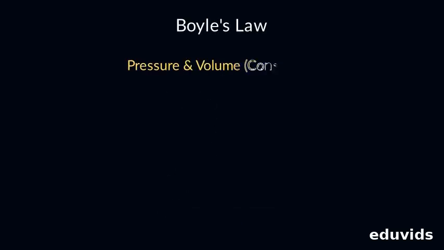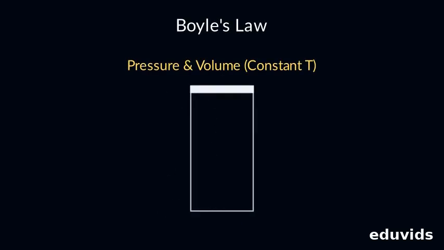First up, Boyle's law keeps temperature constant and reveals an inverse seesaw. Squeeze the volume and pressure rises. Expand the container and pressure falls. Algebraically, initial pressure times initial volume equals final pressure times final volume, or P1V1 equals P2V2.